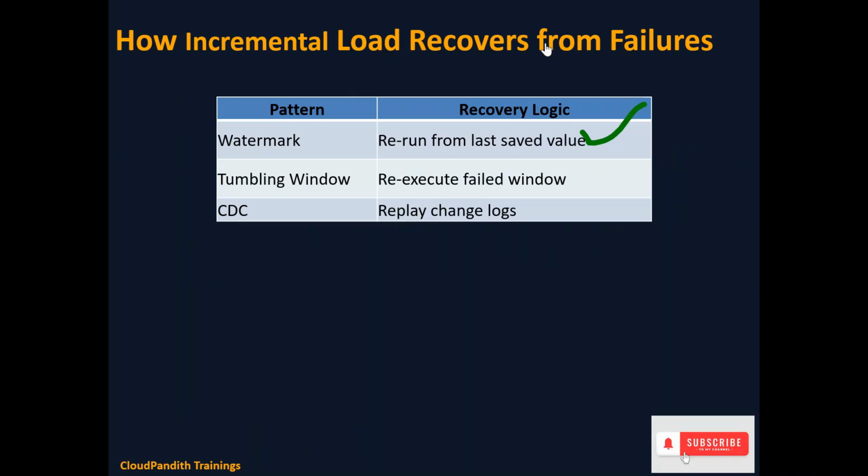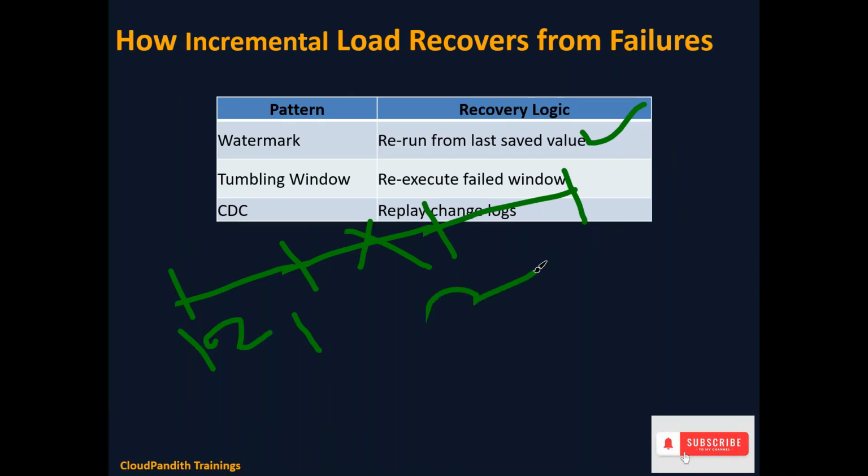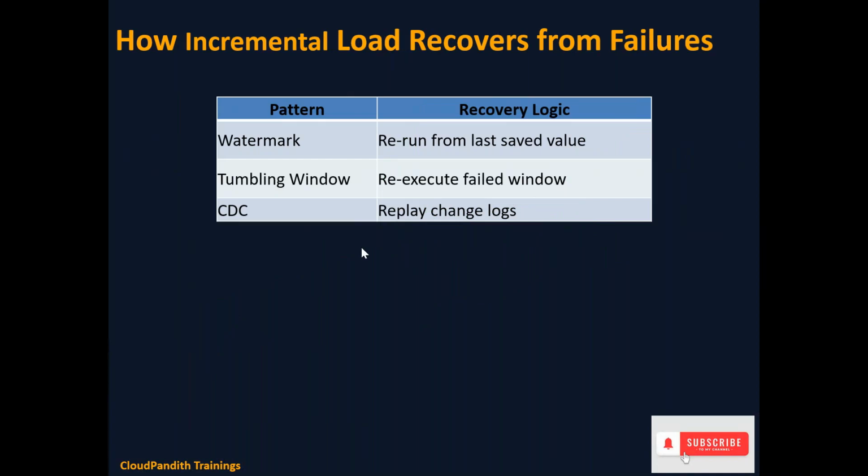Similarly, in a tumbling window trigger, let's say there is a window from 12 o'clock to 1 o'clock, and it succeeded. The 1 to 2 window failed, and the 2 to 3 window was also successful. Then for 1 to 2, if there is a failure, you can re-execute only that particular window to reprocess whatever data came in that window.